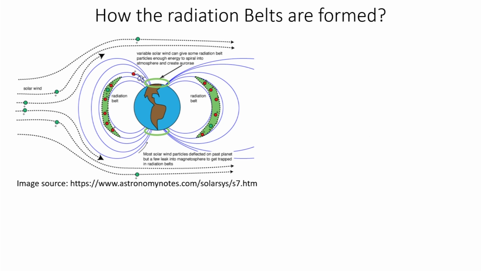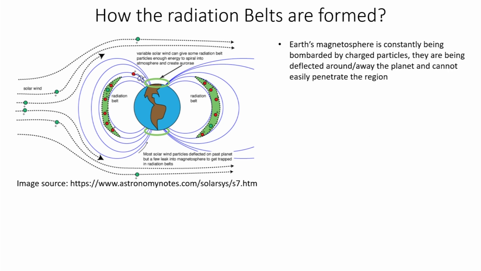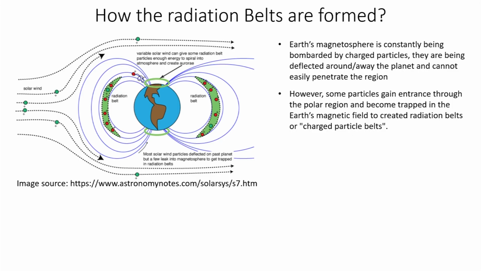As you know, most of this solar wind will be deflected around or away from the planet, and it cannot penetrate the region, that is, the magnetosphere. However, some particles will gain entrance through the polar region, because of the magnetic field lines which deflect the charged particles. Some of the charged particles can enter the magnetic field in the polar region, and this becomes trapped in the Earth's magnetic field.